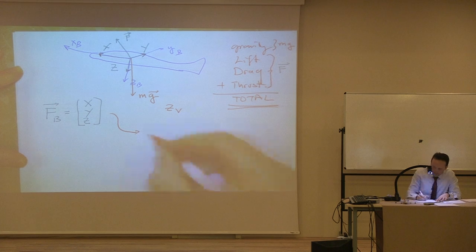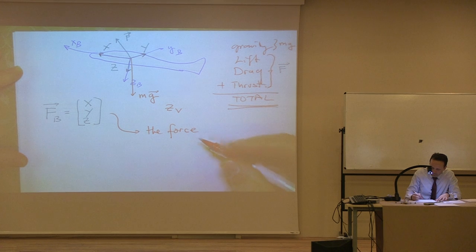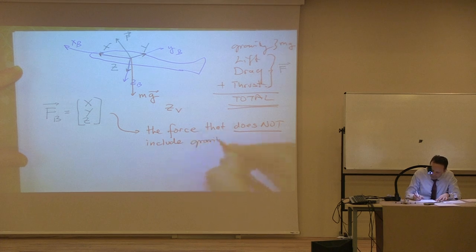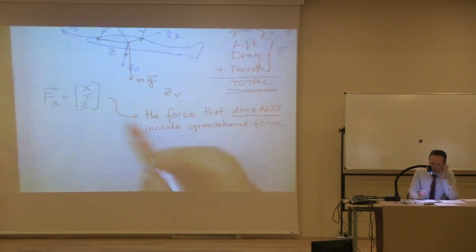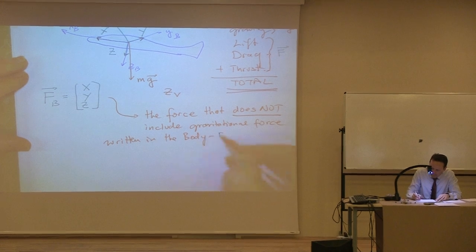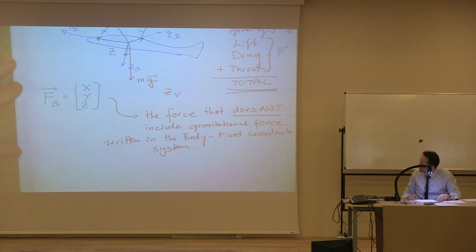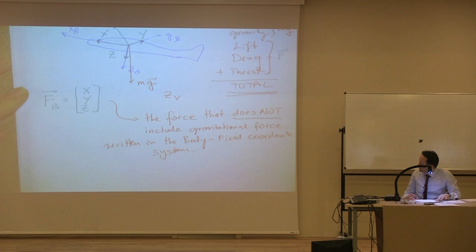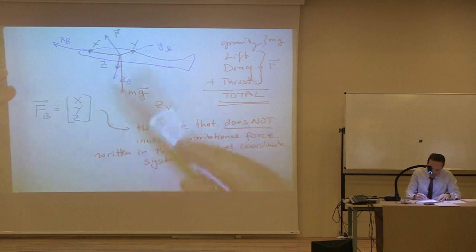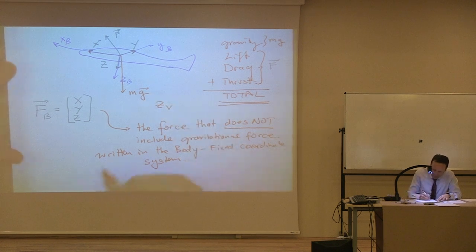And what is this? It is the force that does not include gravitational force. And it is written in the body axis system. Fixed coordinate system. X is along X body, Y is along Y body, and Z is along Z body. And therefore, we call this the aeropropulsive forces.